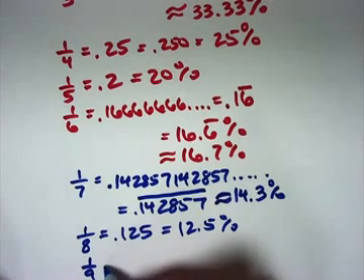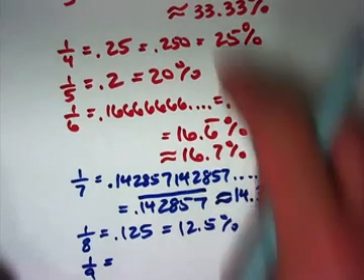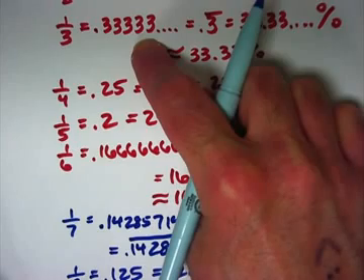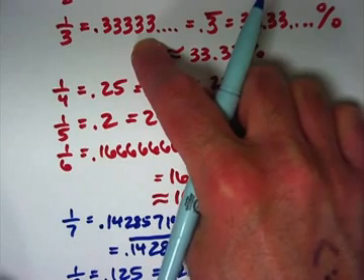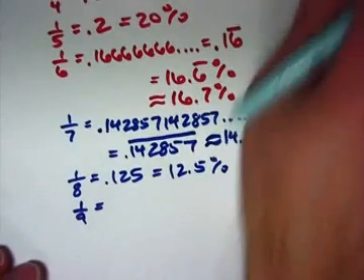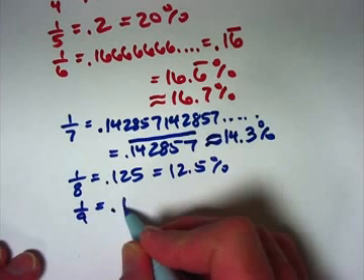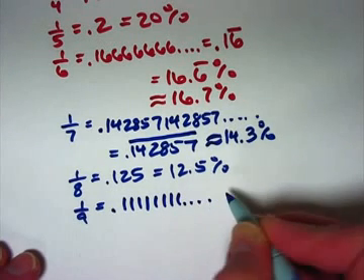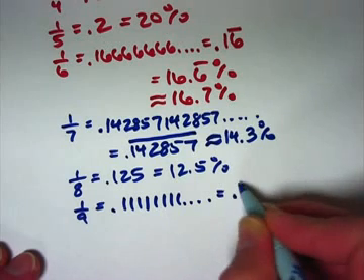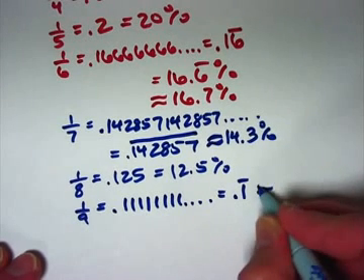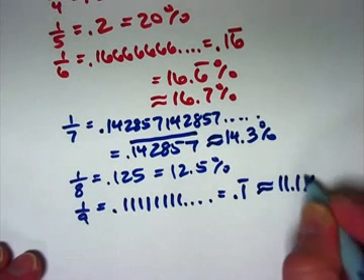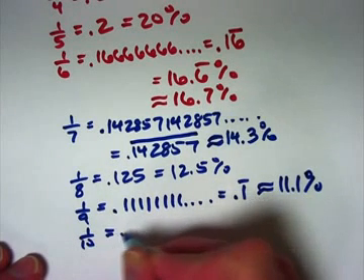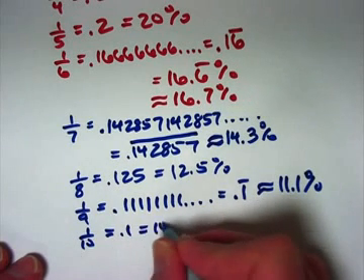1/9 is actually pretty easy to remember. It's a third of a third. So going back up here, in essence, you can take all those threes and divide them by 3. You get a bunch of ones going on forever. 1/9 is 0.1 repeating. About 11.1%. And 1/10, of course, is 0.1 exactly, 10%.